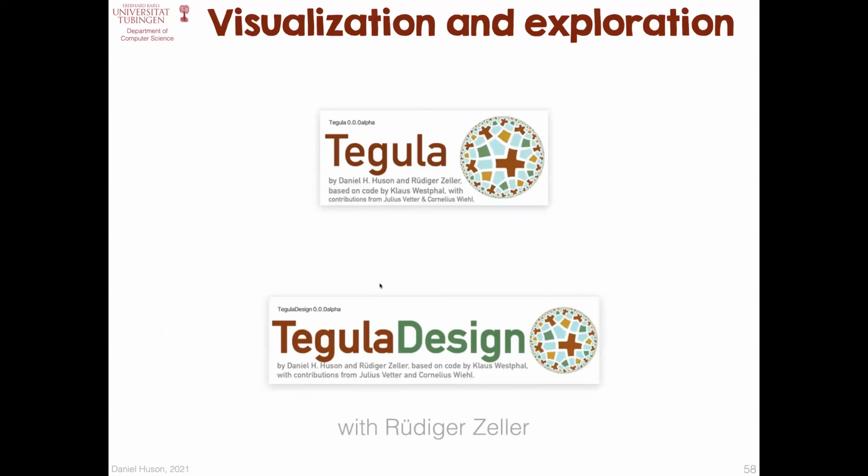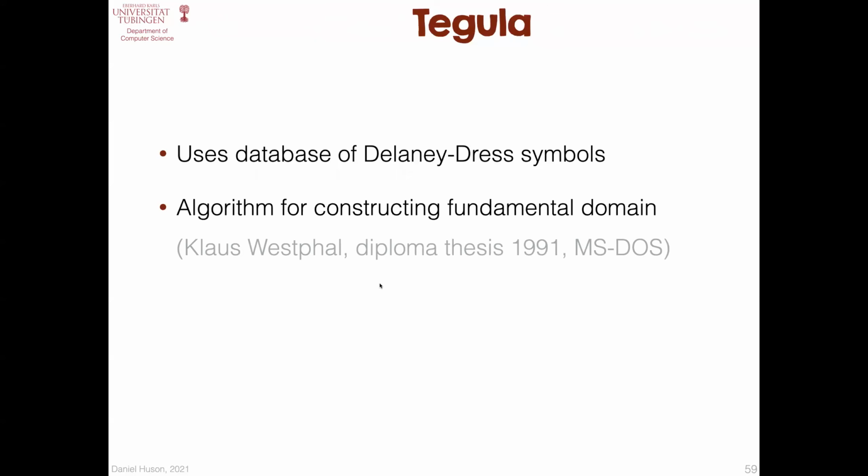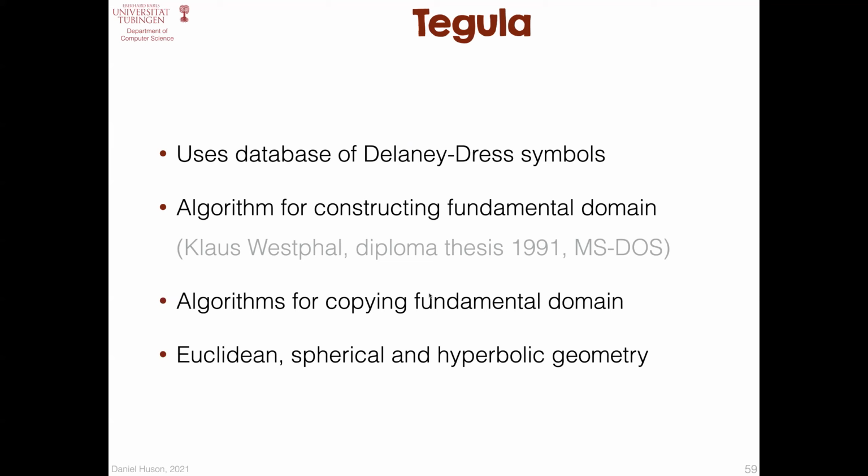We developed, together with Rüdiger Zeller here in Tübingen, a program called Tegula and a program called Tegula Design that you can use to visualize and explore those tilings. So Tegula uses as input a database of Delaney-Dress symbols. And it uses an algorithm for constructing a fundamental domain for a Delaney-Dress symbol. This goes back to Klaus Westphal's diploma thesis in 1991 that he wrote with Andreas Dress. And for all these years, I've kept a copy of his MS-DOS code, and I ported that from C to Java, and that's what we use in Tegula. And Rüdiger Zeller came up with code for copying the fundamental domain to obtain the tiling, and there's a lot of geometry going on in the code.